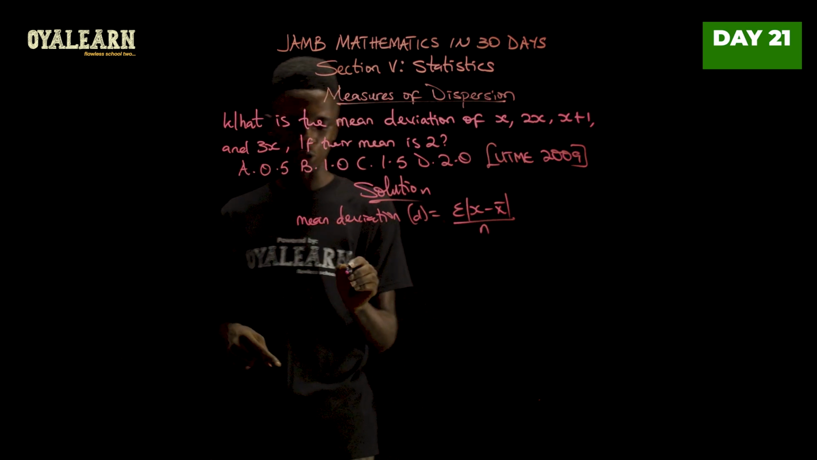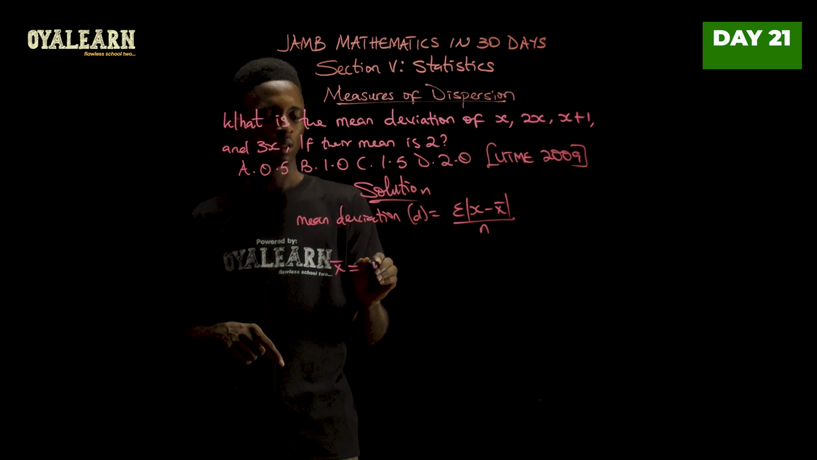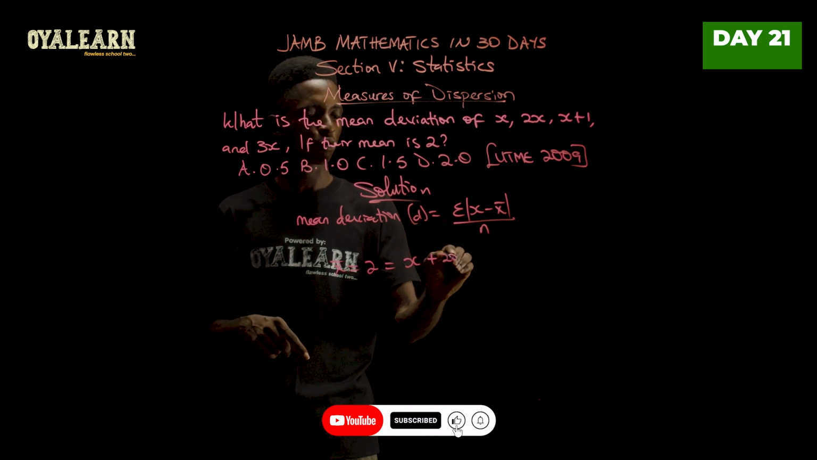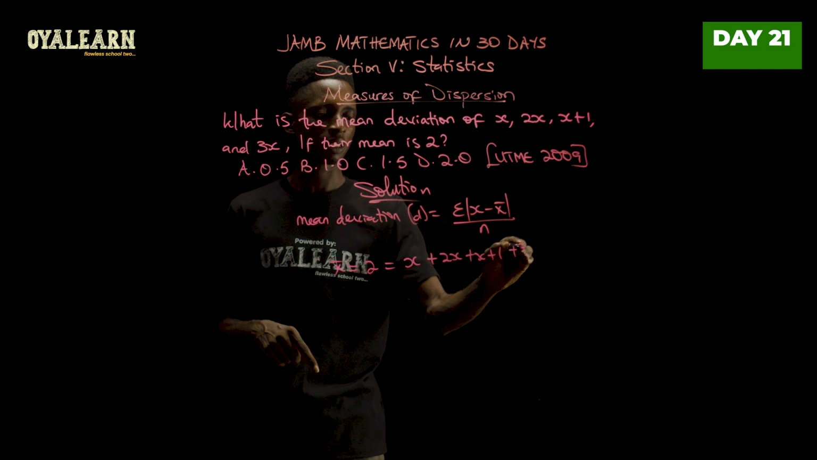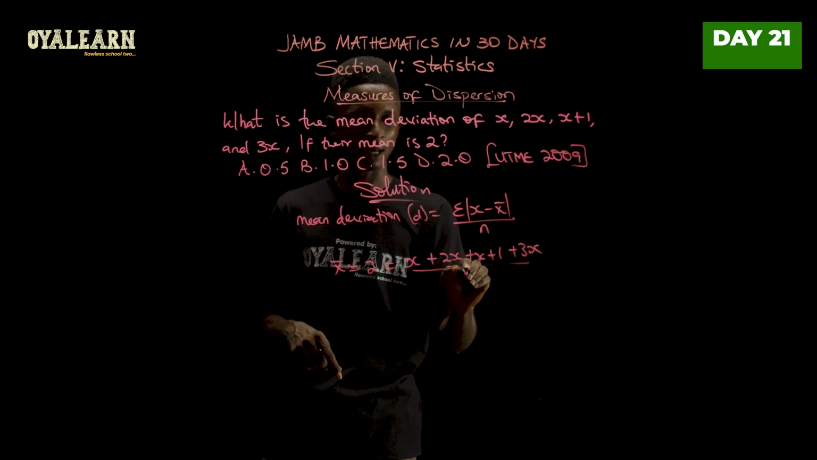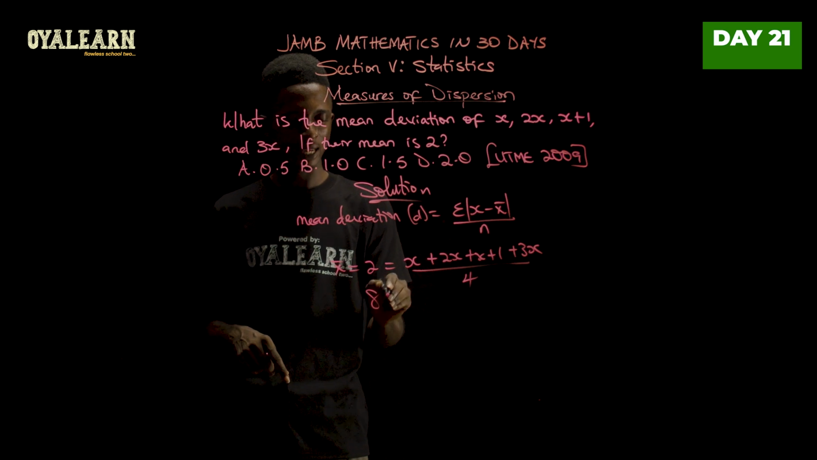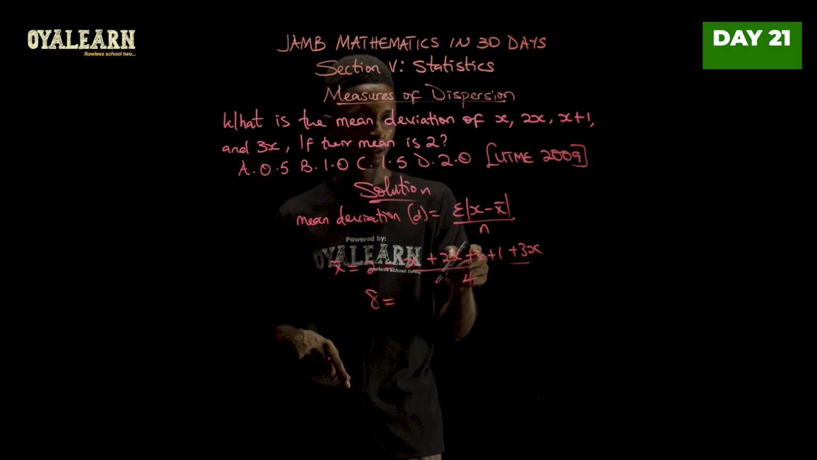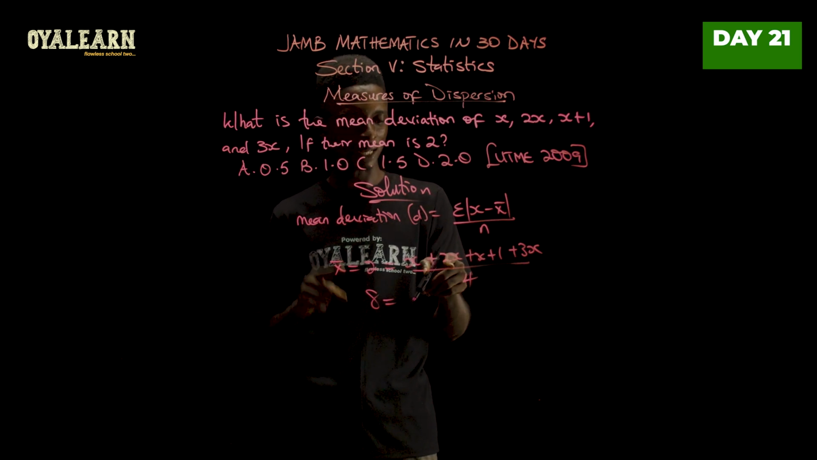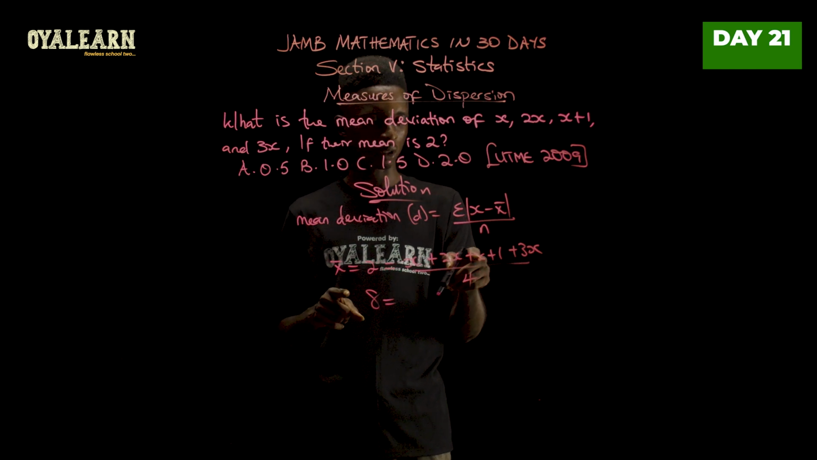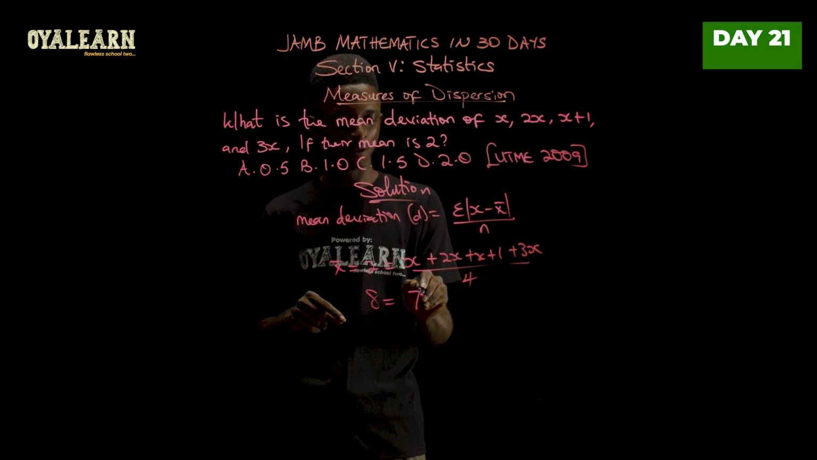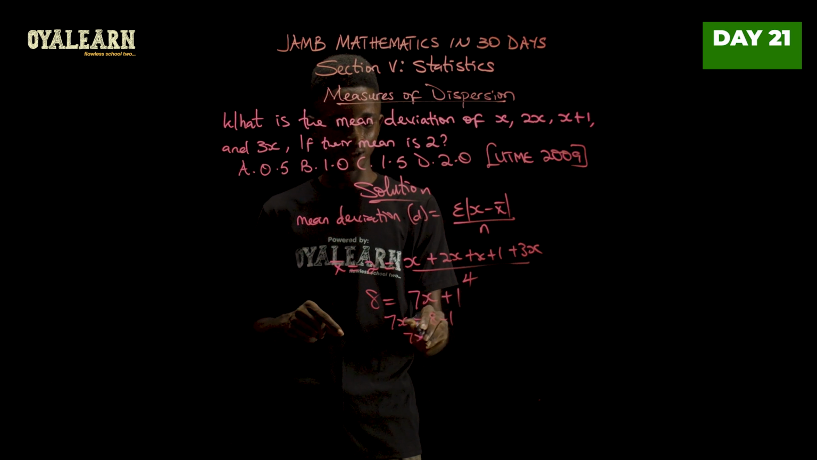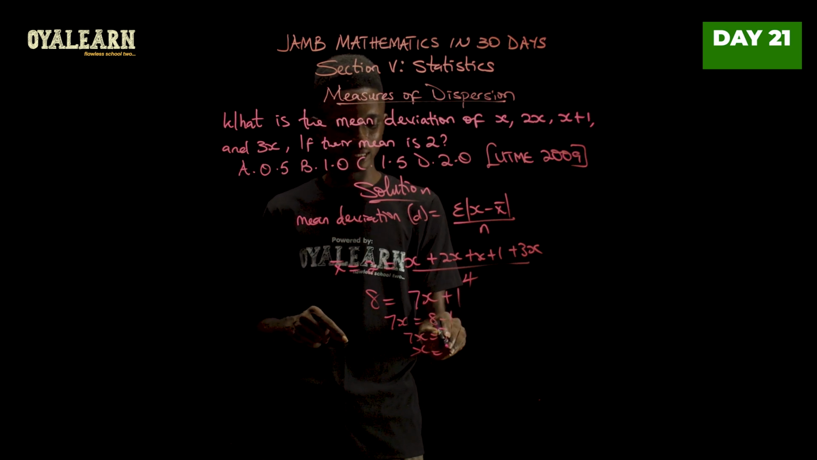Since we are told that the mean is 2, we have 2 equals x plus 2x plus x plus 1 plus 3x, all divided by 4. We can then cross multiply and say 8 equals, now when we add this up, x plus 2x, that's 3x, 3x plus x, that's 4x, plus 3x, so we have 7x plus 1. So 7x equals 8 minus 1. 7x equals 7. So x is 1.